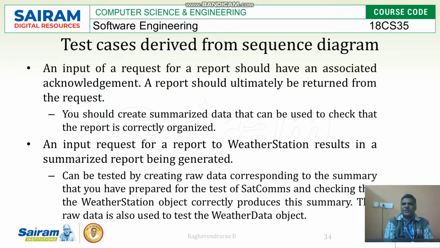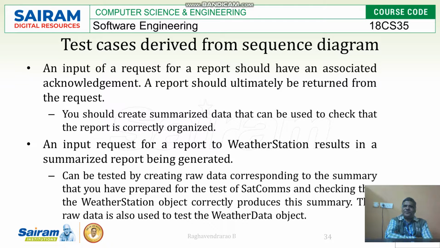One question is going to be raised in this. What is that? The input of the request for the report should be associated with the acknowledgement. So if I am going to request, the acknowledgement should come to me. Whether it is coming or not, that should be tested. Ultimately the report should be returned from the request. Finally, what I need is the report. Whether I am going to get it, whether I am able to get the proper acknowledgements, that is going to get tested. This is one thing.